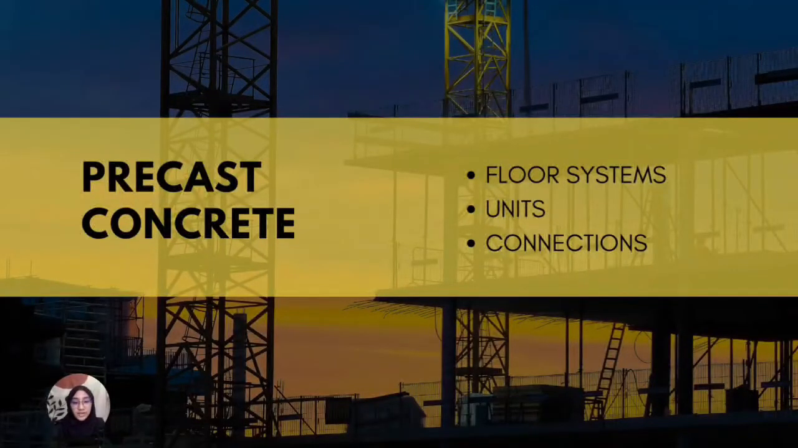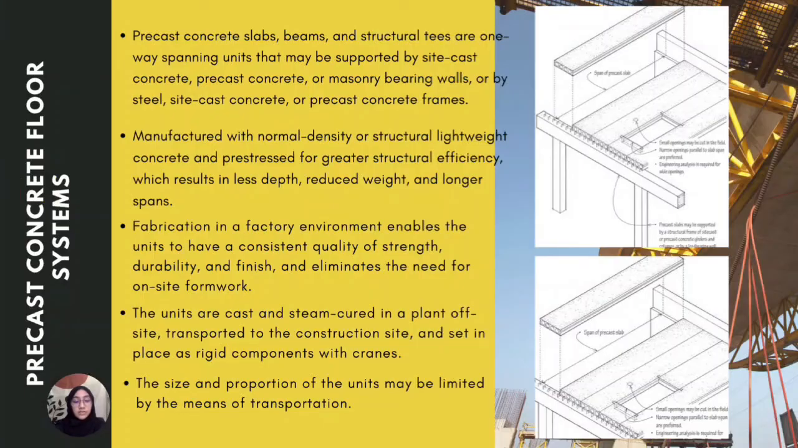So next, precast concrete can be divided into three parts, which are floor systems, units, and connections. First of all, for precast concrete floor systems, precast concrete slabs, beams, and structural tees are one-way spanning units that may be supported by site-cast concrete, precast concrete, or masonry bearing walls, or by steel, site-cast concrete, or precast concrete frames. It is manufactured with normal density or structural lightweight concrete and pre-stressed for greater structural efficiency, which results in less depth, reduced weight, and longer spans.